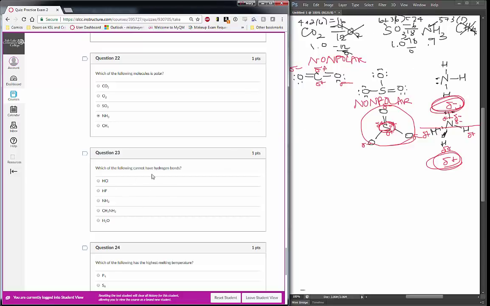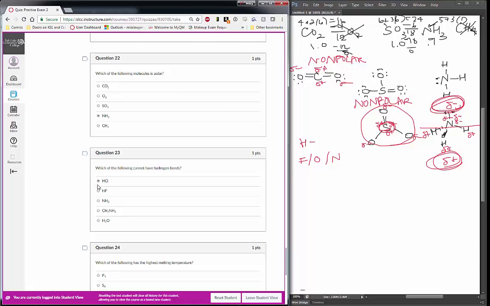All right, next, which of the following cannot have hydrogen bonds? Remember, hydrogen bonding is a type of intermolecular force where the hydrogen is bound directly to a fluorine, an oxygen, or a nitrogen. So if I don't have a hydrogen, and if I don't have one of these, then I definitely cannot have hydrogen bonds.